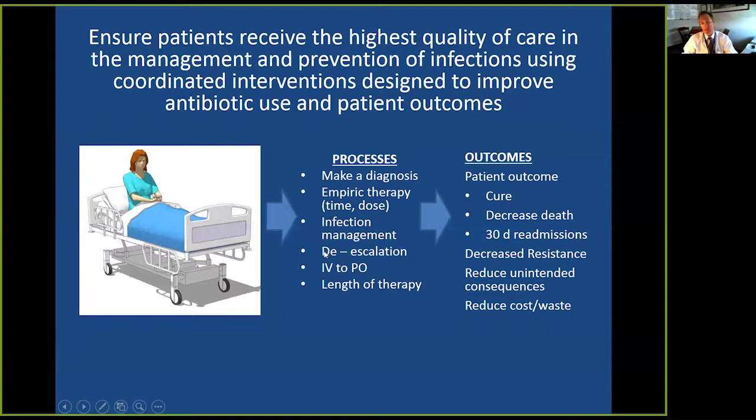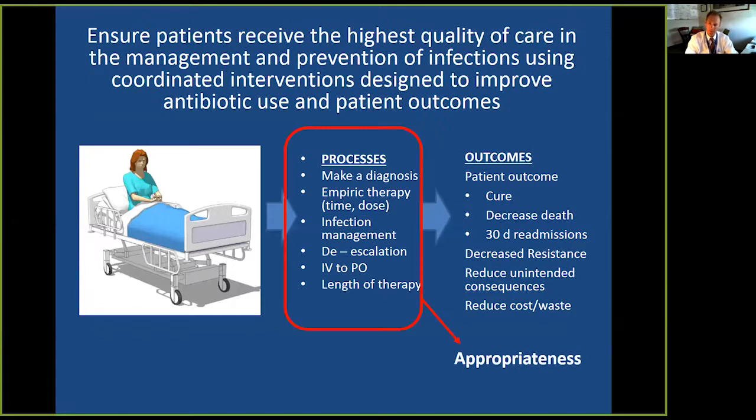Then ideally you can de-escalate your antibiotics. You eventually hopefully can switch from IV to oral if possible. Then you have to decide on what's your length of therapy. If you do all of those things right, then you get better patient outcomes. So cure, decreased death rates, 30-day readmission rates go down, decreased resistance. All of these things improve if you do all of the processes correctly. So all of these processes, these are the things that make up appropriateness. And so when we talk about appropriateness, it's these things that we're measuring.